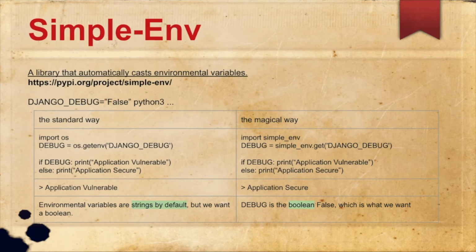For example, let's say we are running Python 3 and have set the environmental variable DJANGO_DEBUG to false. In the standard way, we grab the environmental variable using the OS library. However, because all environmental variables are strings by default, we run into some trouble. Using the magical way, debug is correctly set as the Boolean false.